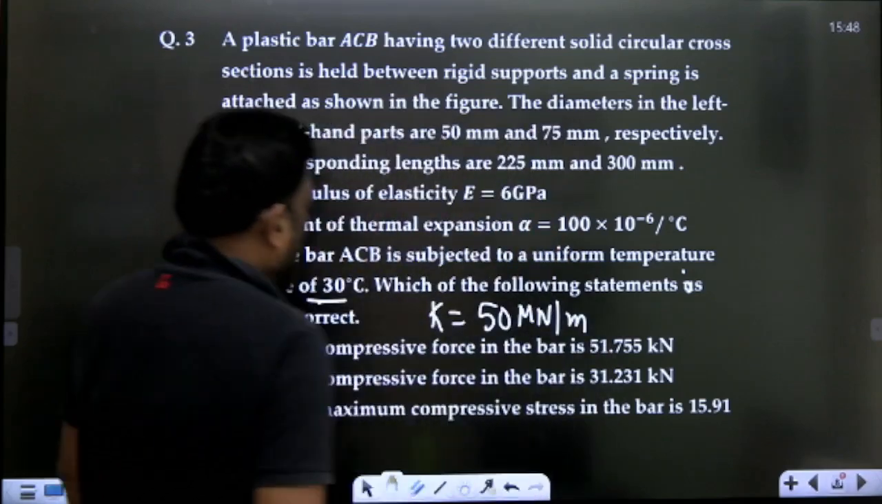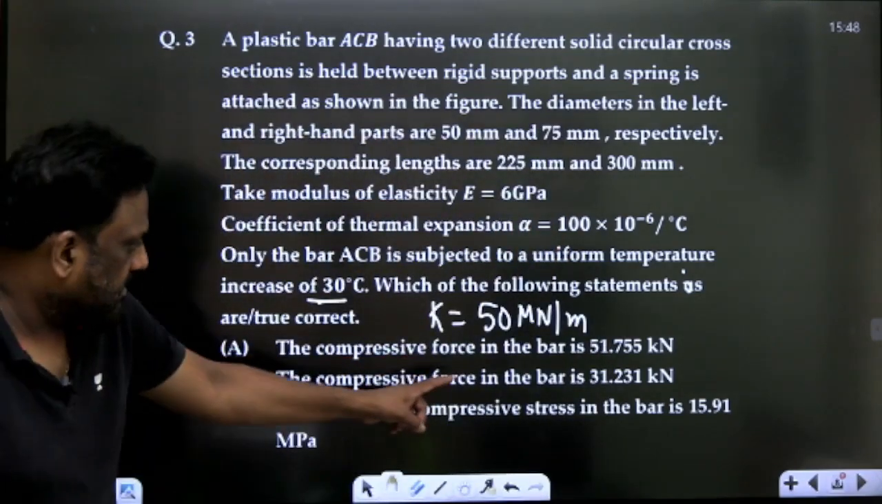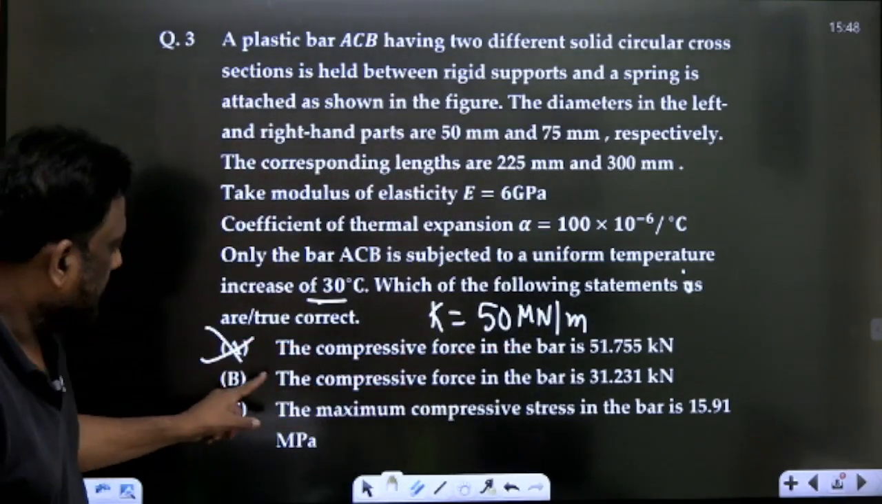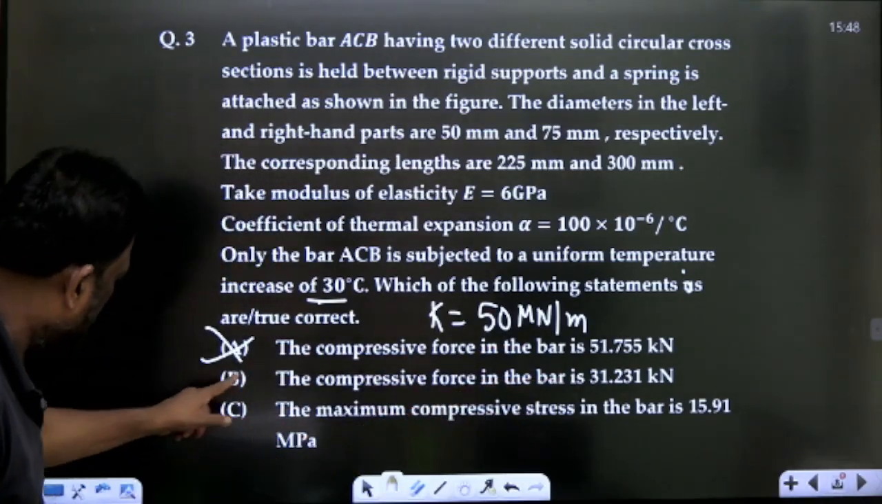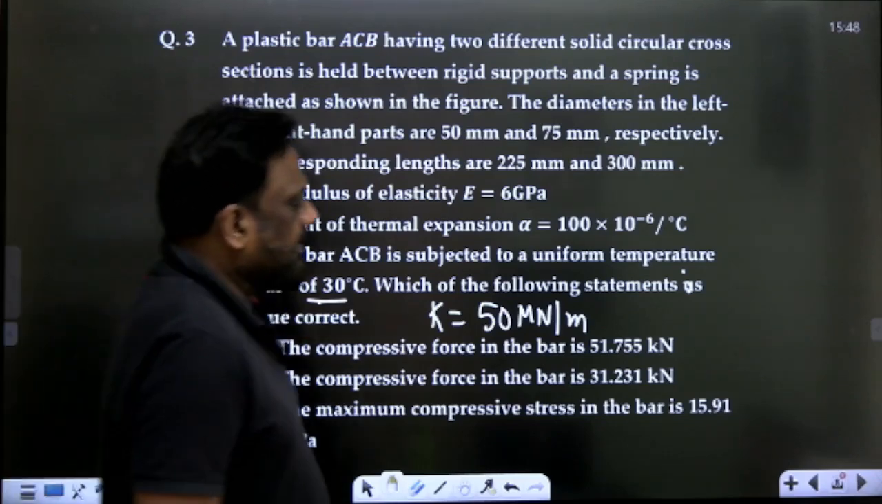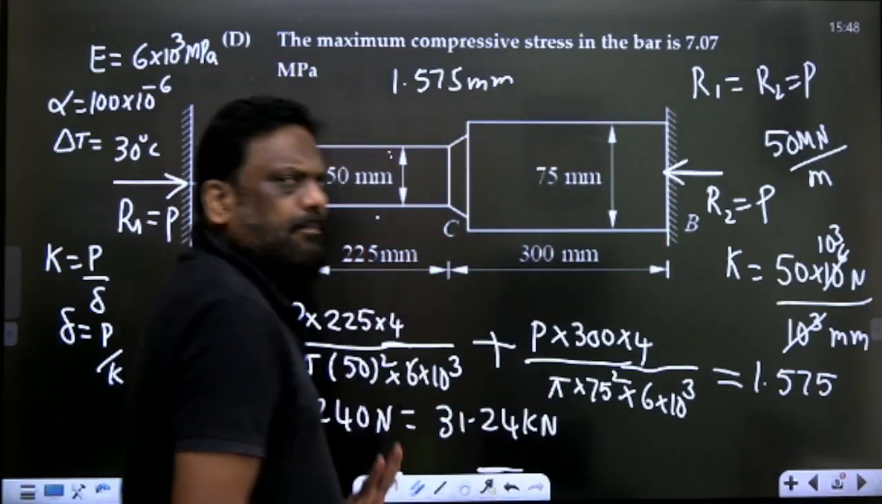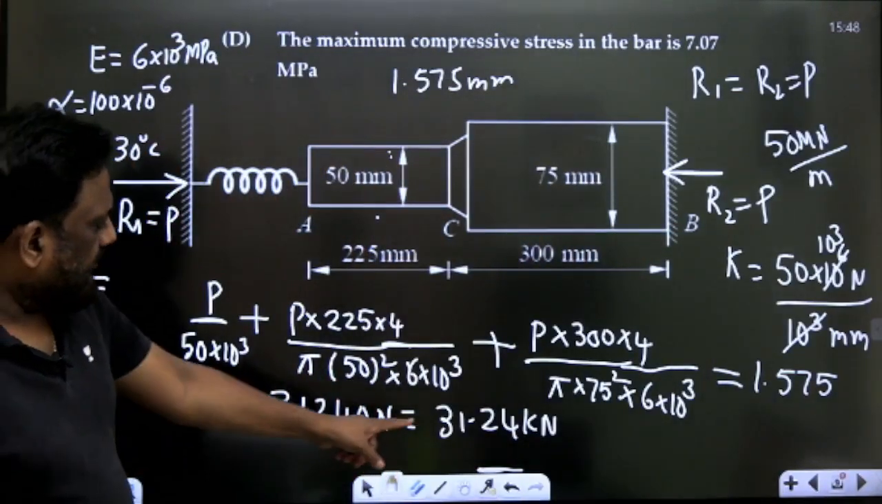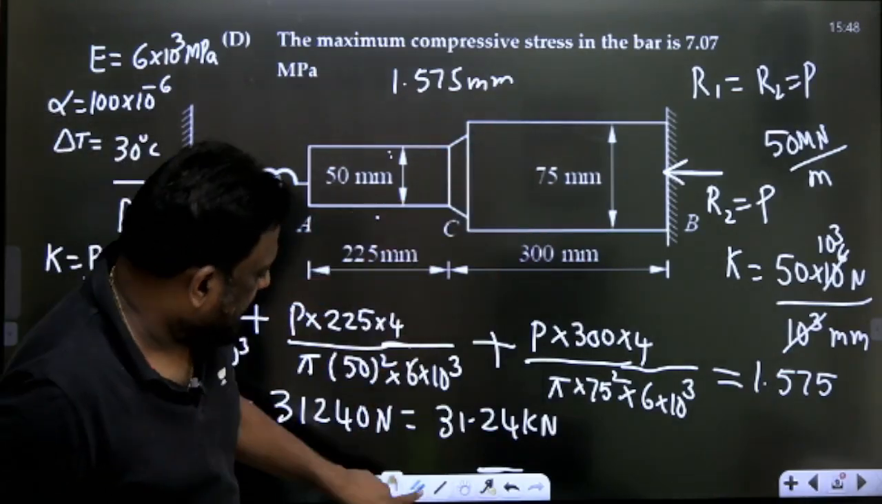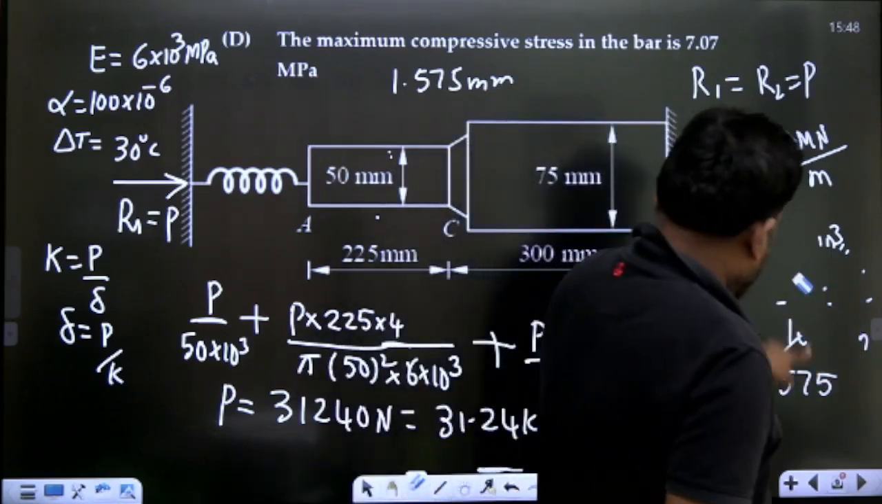Look at the options once. The compressive force is 51.7? No, the compressive force is 31.2. B is correct. Let us calculate the maximum stress. Now it has become very simple, sir. Now already we have calculated P. So what will be the stress in this member? So let me erase this, sir.